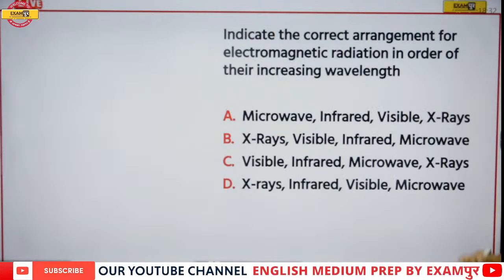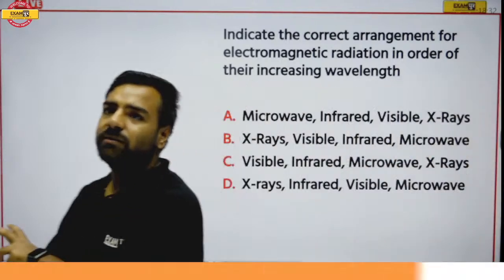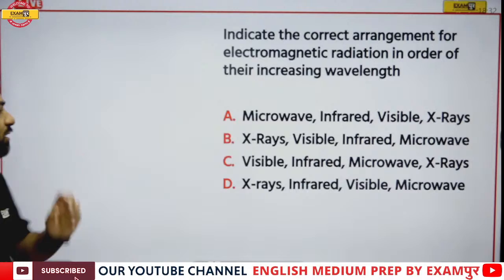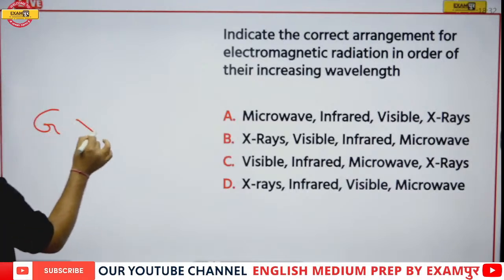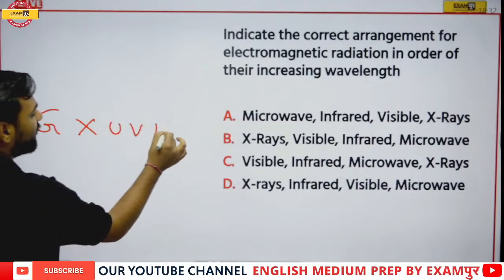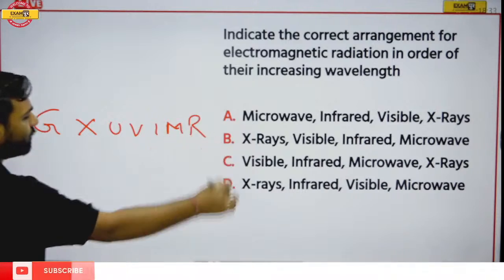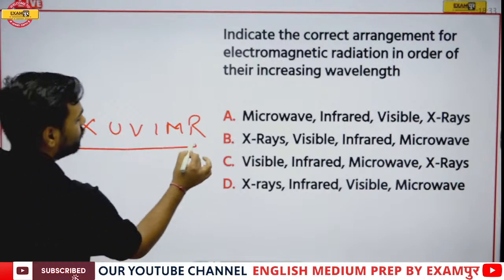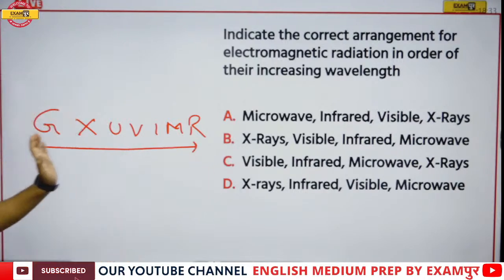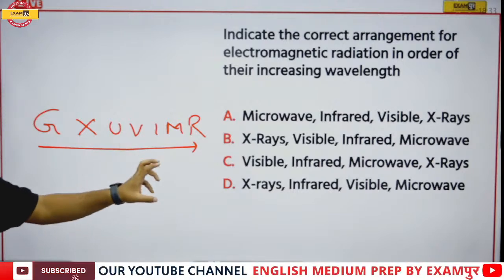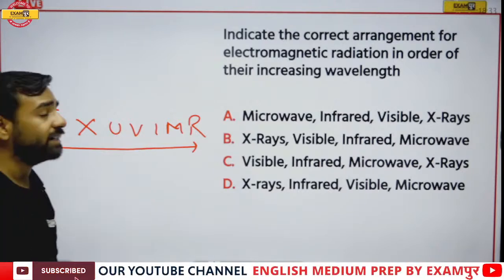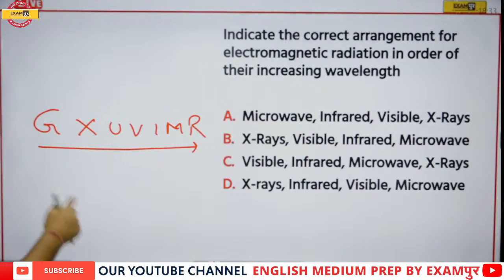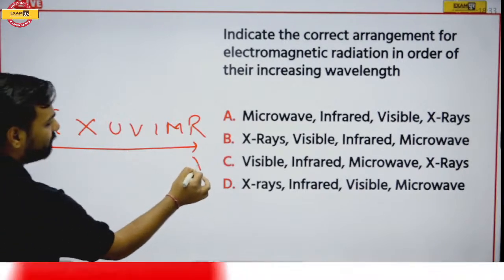Next, indicate the correct arrangement for the electromagnetic radiation in the order of their increasing wavelength. Now if you go with this question, just have a look at the sequence order. What is that? GXU, VI, MR. Now, as soon as we start moving forward in this sequence order, our energy will be increasing. The wavelength would be decreasing. So here we have the maximum wavelength with the red part.